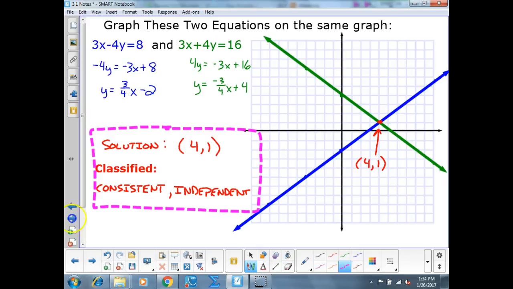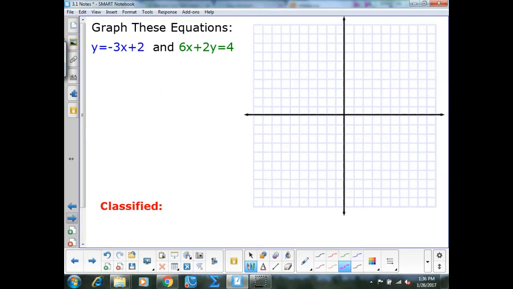Okay. You try that one. So blue is already y equals.